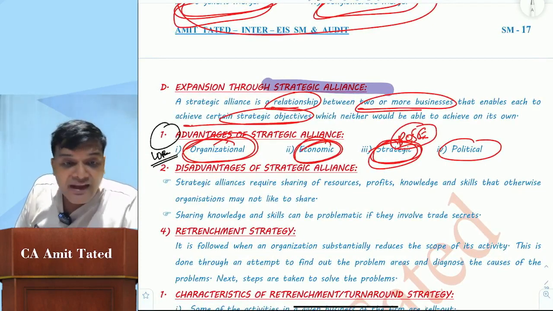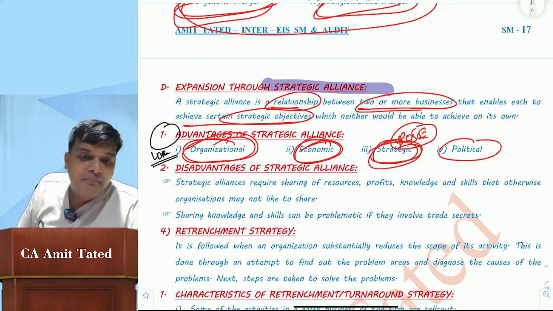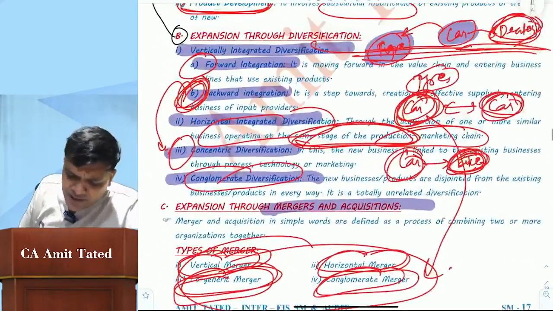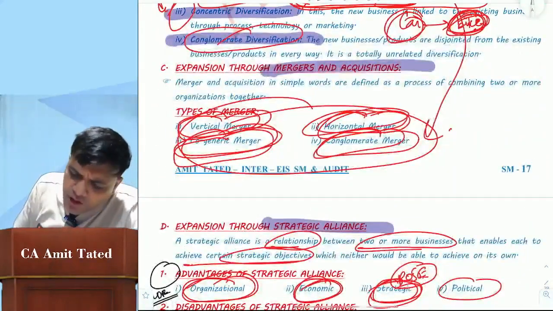So advantages of strategic alliance. Can horizontal merger be only for horizontal diversification? The answer is yes. This will be only for the same concept above.